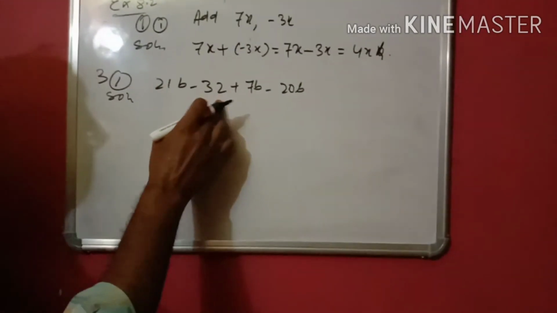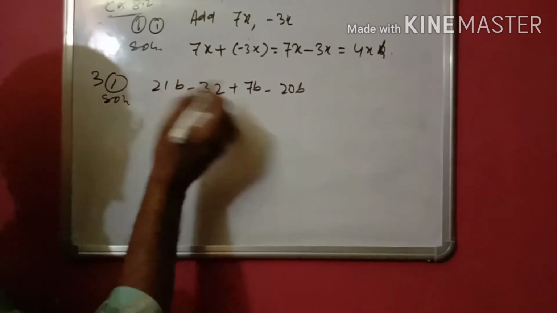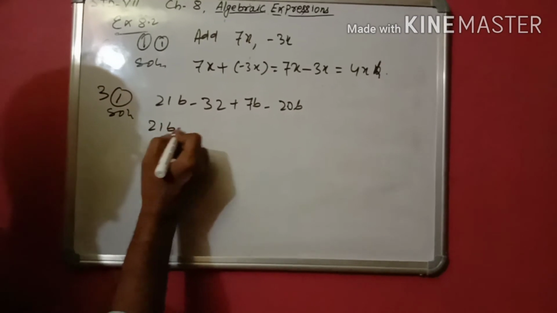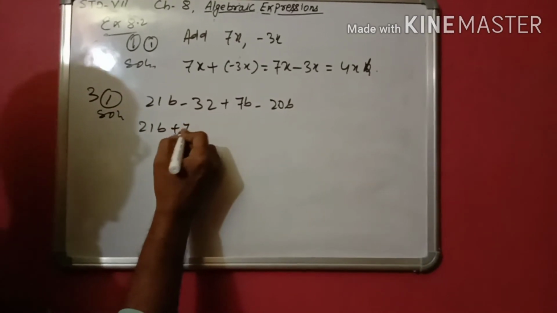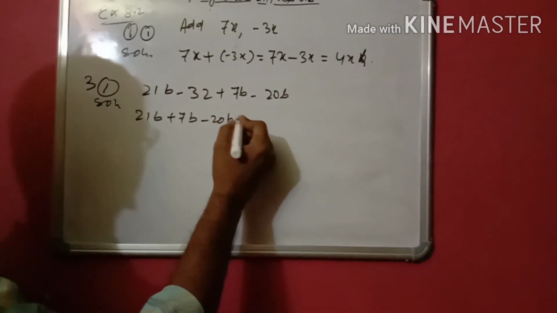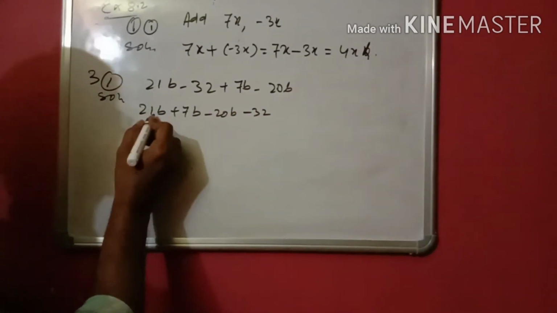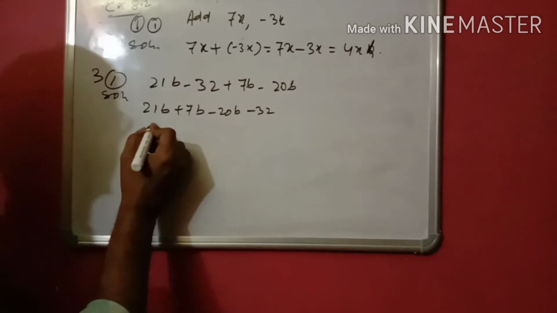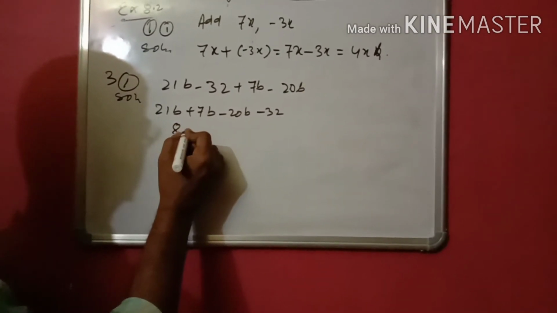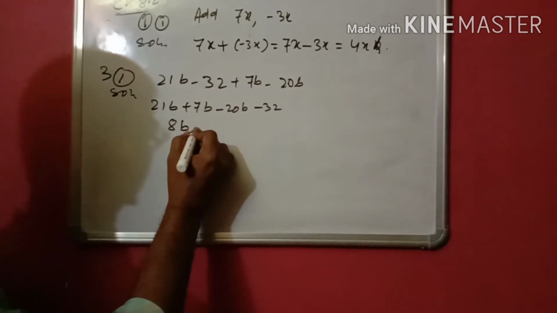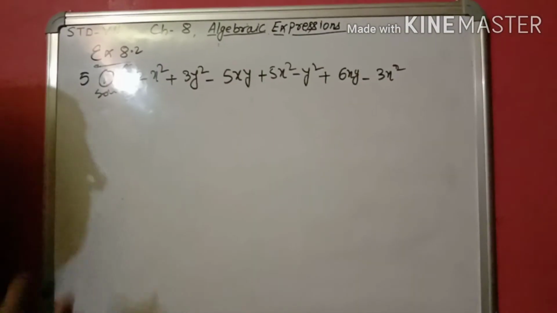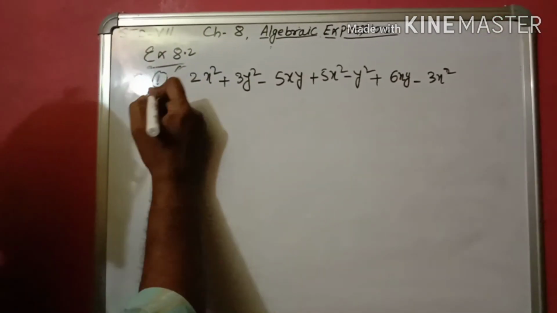For third, first means simplify: 21b minus 32 plus 7b minus 20b. So first of all we have to take like terms one side, means 21b plus 7b minus 20b minus 32. Now 21, 7, 28 minus 20 means what? This I can write 8b minus 32. Write down please. Simplify. Now this is the solution.